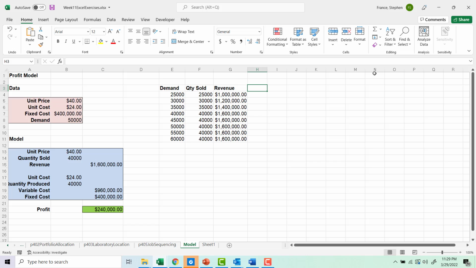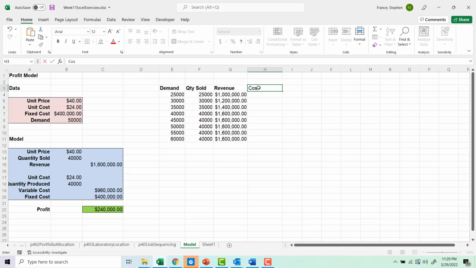Okay, now our cost. And we're only varying the demand. We don't actually vary how many we produce. We always are producing 40,000. So our cost is basically just going to be our variable cost from here plus our fixed cost. And again, need to make sure that we dollar as we're going to drag down. Drop that down.